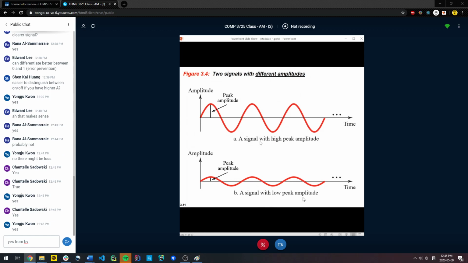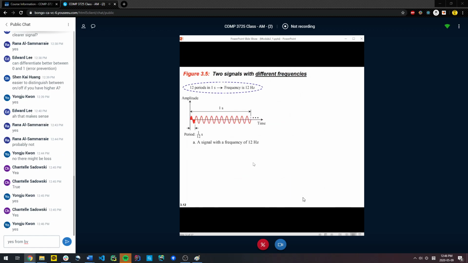Okay. So let's take a look at frequency. Frequency is the number of cycles that I have within a second. So in this case, it's 1 second here, and there are 12 peaks. Well, then the frequency is 12, right? And because it's 12, then obviously the period is 1 over 12, 1/12 of a second. And then I can have another frequency of 6 hertz, with a period of 1/6.